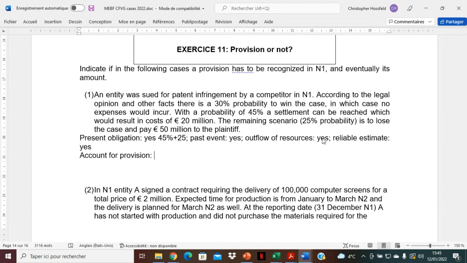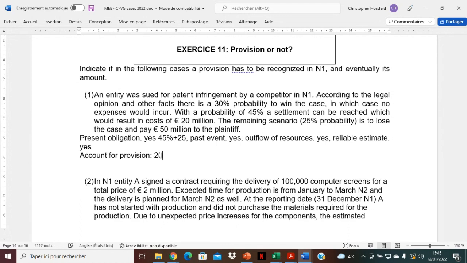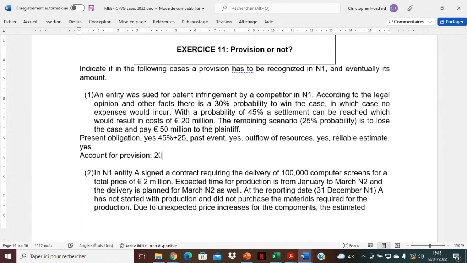But in IFRS, we take the most probable outcome, and the most probable outcome is 45%. We will do a settlement, and therefore here I would account for a provision of 20 million. Okay, because that's the most probable outcome. Everything else is hypothetical or has a lower probability. All right, so I take the most probable outcome.